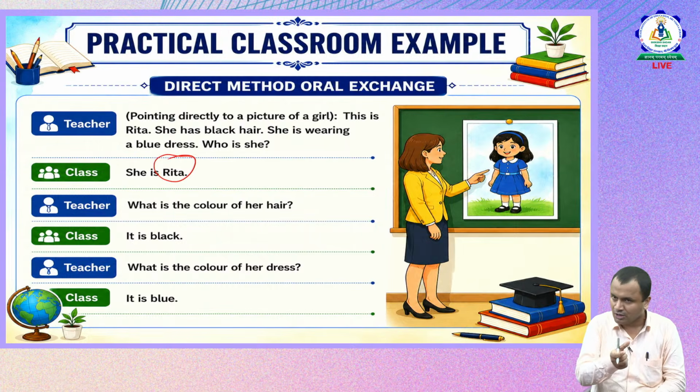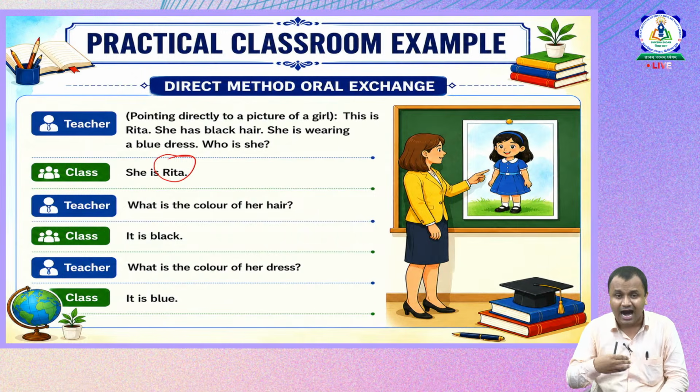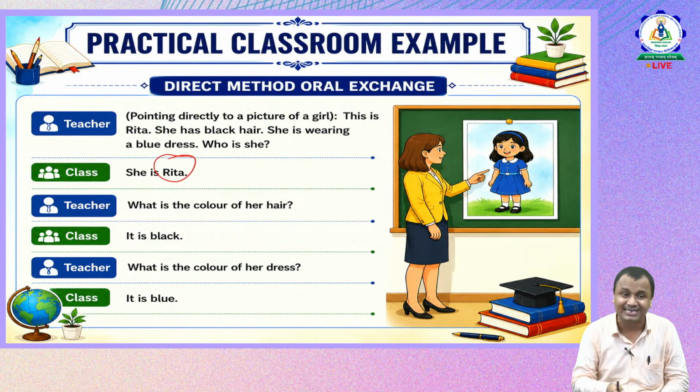So the teacher pointed towards this particular girl and shared some of the features of the girl, and then asked questions directly in English, and students are replying directly in English. What is the color of her hair? It is black. If the student says black, the teacher will stop and ask to speak in a full sentence, using the punctuation, using the intonation as well.